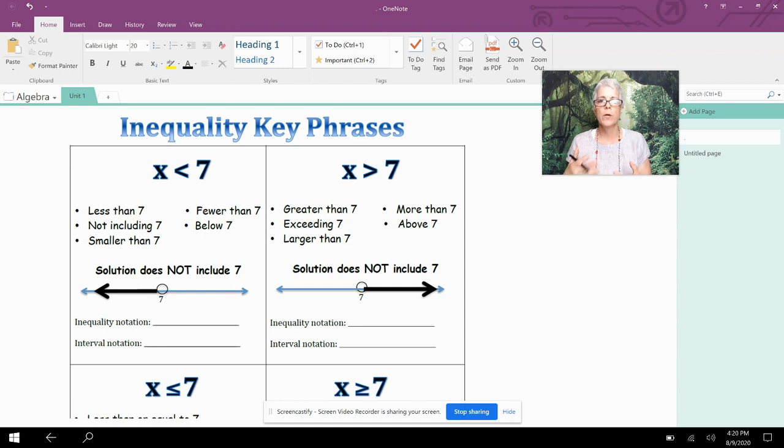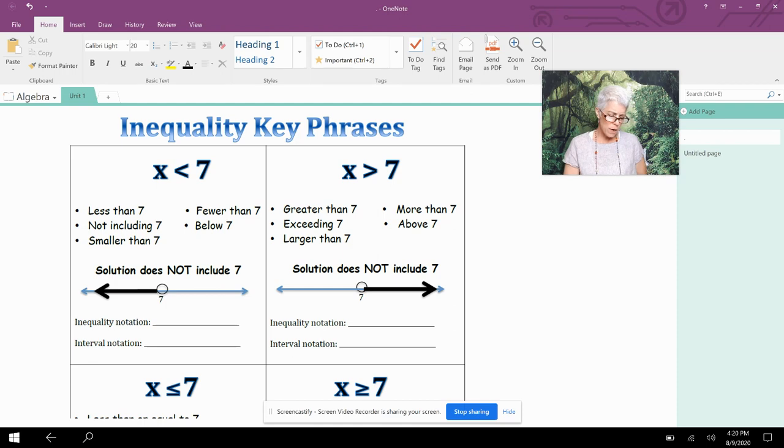So what we're going to be doing today is solving equations like we've been doing for the past week, only this time we're going to have inequalities in there. So if you look down at my anchor chart right here, which is also attached in the notes, you'll be able to refer to it whenever you need to, and I encourage you to refer to it often.